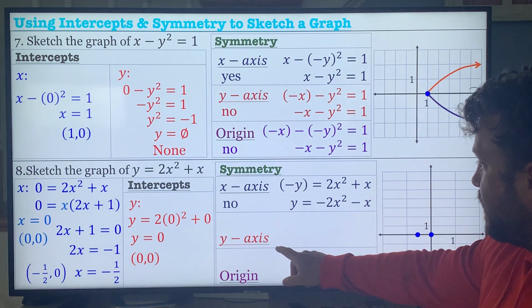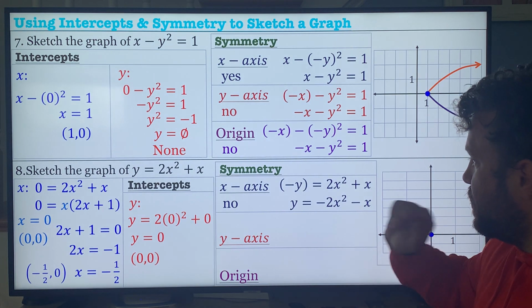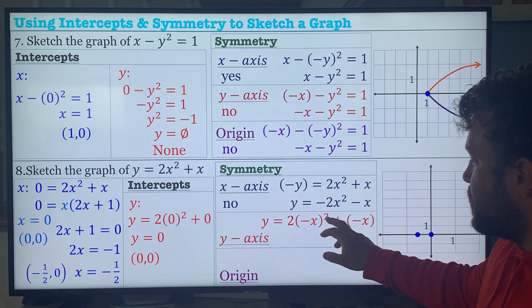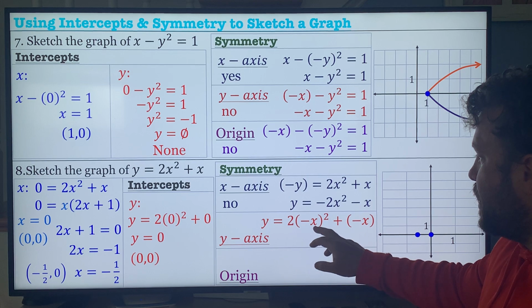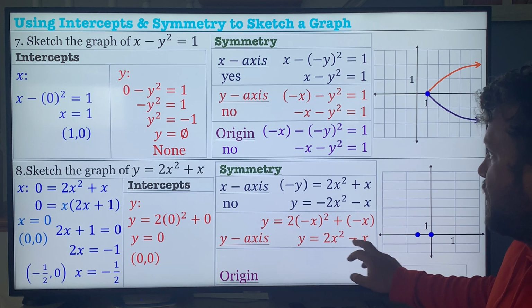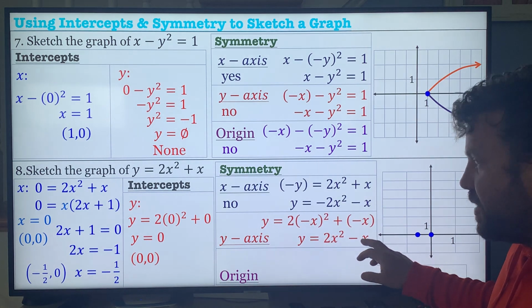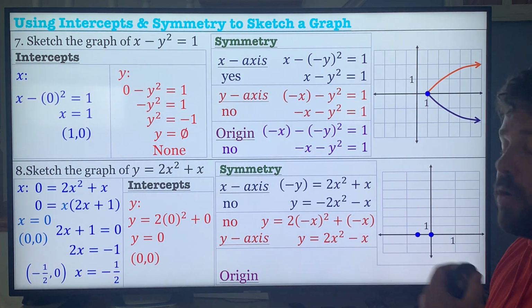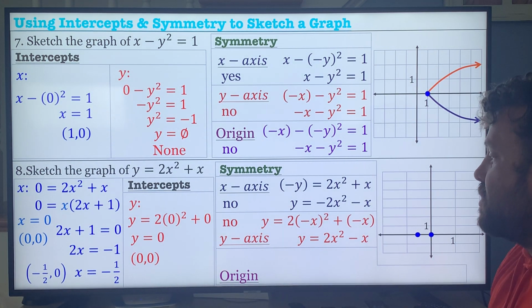Y-axis, x goes to negative x. So in this case, though, negative x squared is positive, and this stays negative x. The same, different. So just because one of them is different, it's no good. Okay, they all have to be exactly the same, so it's not symmetrical about there.